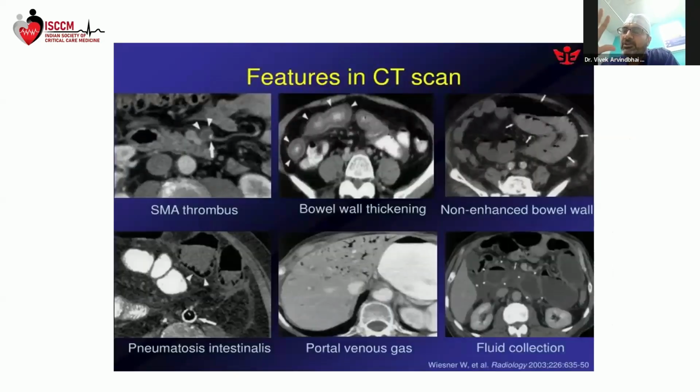These are all the features on CT scan when we are suspecting mesenteric ischemia. These are the changes that happen inside the abdomen. In the case of SMA thrombosis, you can see on the first image bowel wall thickening. Because of the ischemia, there is also a translocation of bacteria. There are colitic kinds of changes, non-enhanced bowel wall, pneumatosis intestinalis, portal venous gas, and fluid collection. These are all the CT scan changes in a case of mesenteric ischemia.